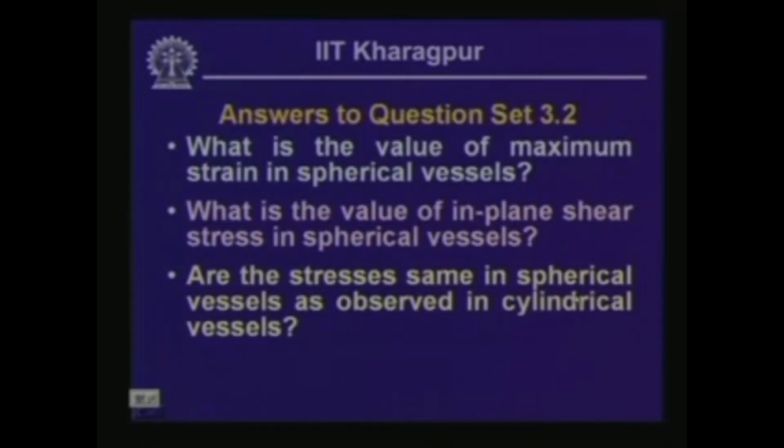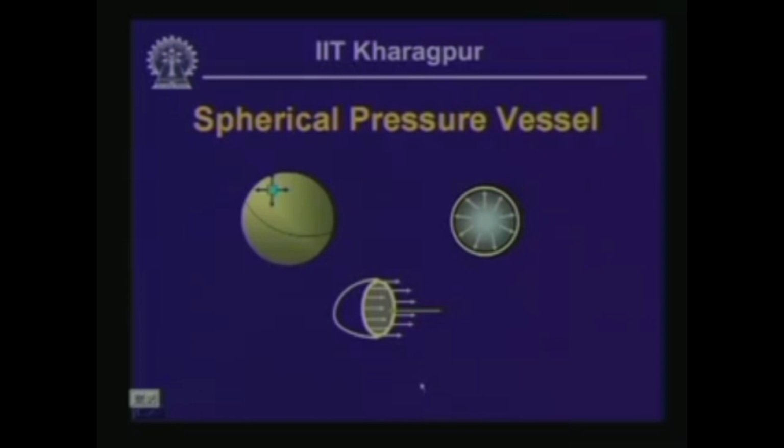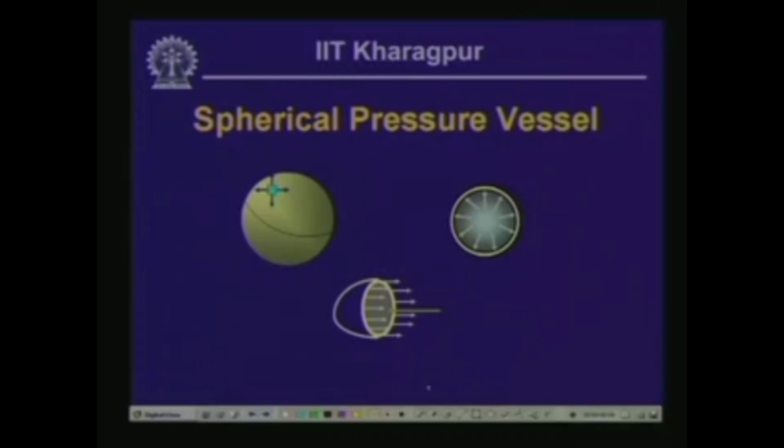Now, the second question posed was, what is the value of in plane shear stress in spherical vessels? If you remember, last time we had discussed the in plane stress in a cylindrical pressure vessel, wherein we said that if you have the values of sigma x and sigma y as sigma 1 and sigma 2, sigma 1 was the circumferential stress and sigma 2 is the longitudinal stress. So, if we take these two stresses we can compute the strain, and also in terms of these stresses we can compute the in plane shear stress.